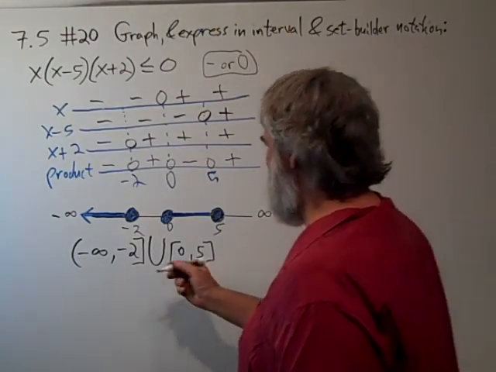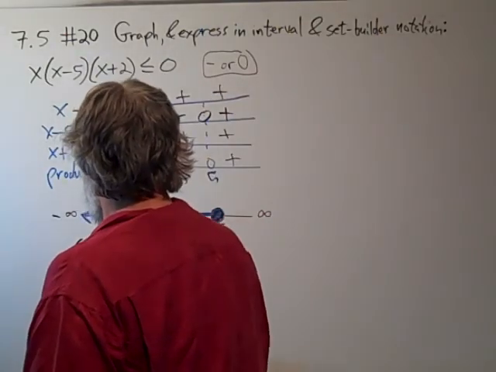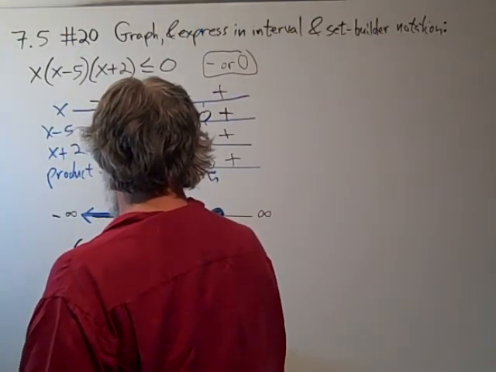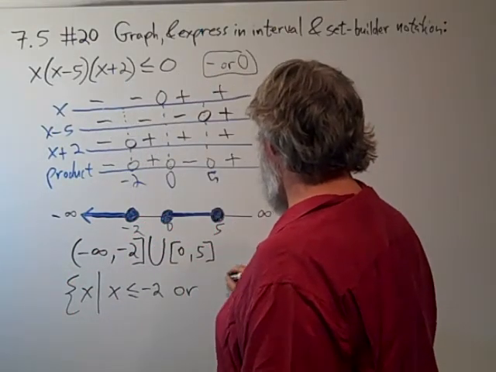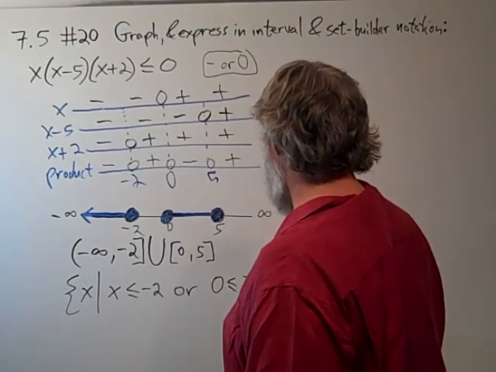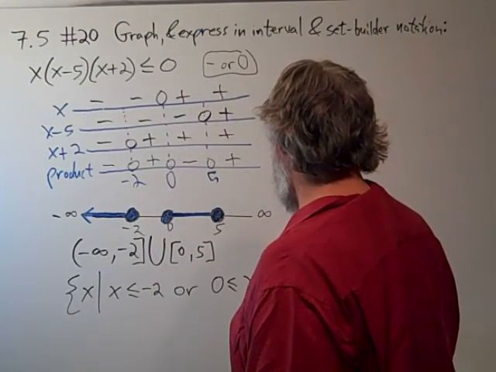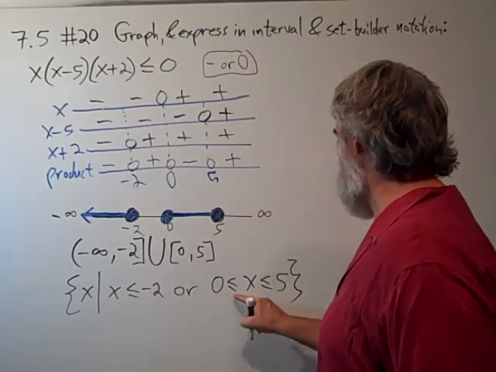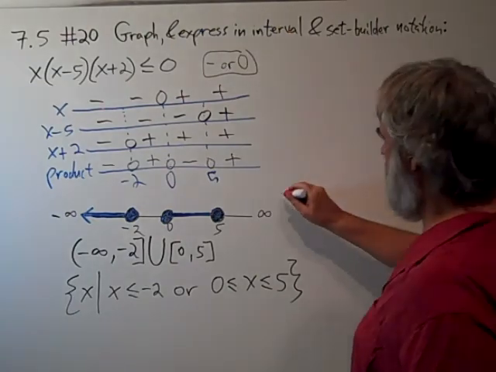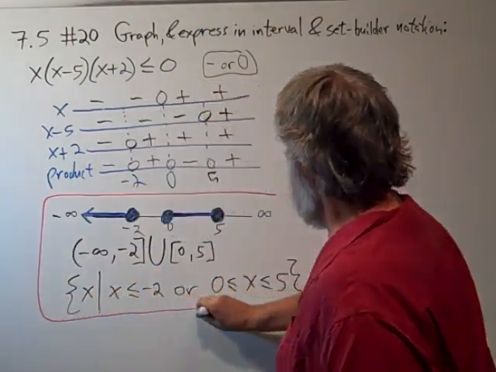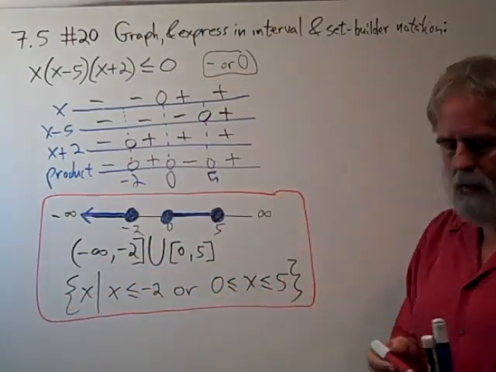And then in set builder notation, this is the set of all x such that x is less than or equal to negative 2, or x is between 0 and 5, including both of those endpoints. So those are 3 ways of expressing the solution set to this quadratic inequality.